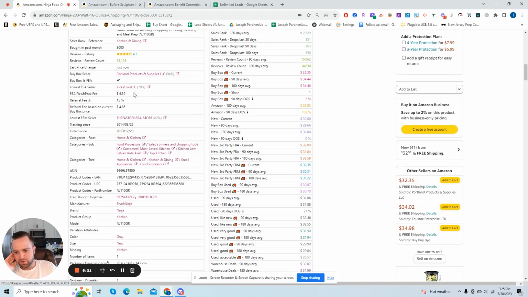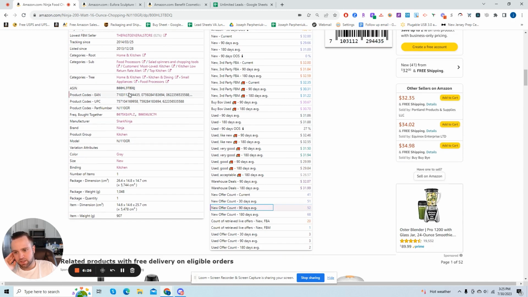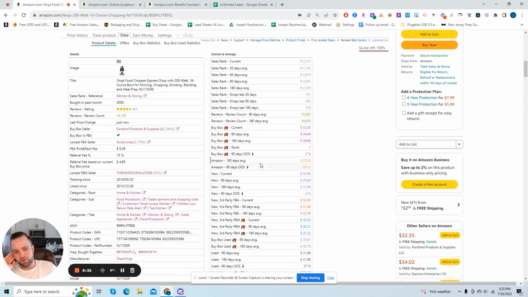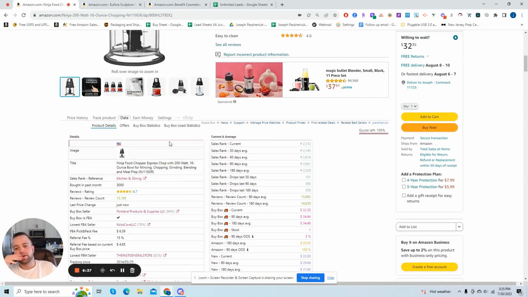There's some other stuff, there's buy box seller currently, there's the subcategory, there's the ASIN, the UPC, stuff like that. But that's really it. You can see the weight and everything also. If you're doing FBM and you want to calculate how much it costs to ship, you can look at that. But yeah, I don't look at this too much. I look more at the offers and the buy box statistics.